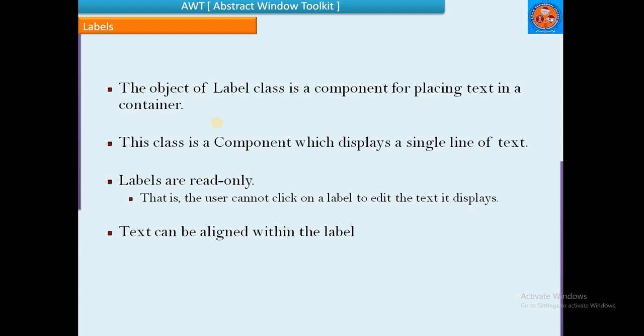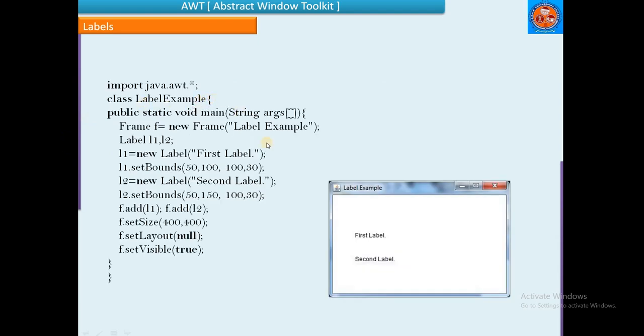It will allow us to write text on the window or a component which is not editable. That is called read only. Text can be aligned within the label. This is the implementation. In general, to define the label, we have one class called Label. Label L1 = new Label, what we want to write, that is called first label.